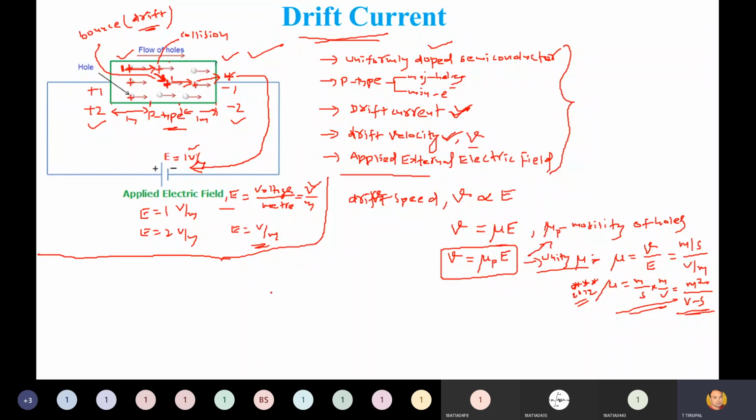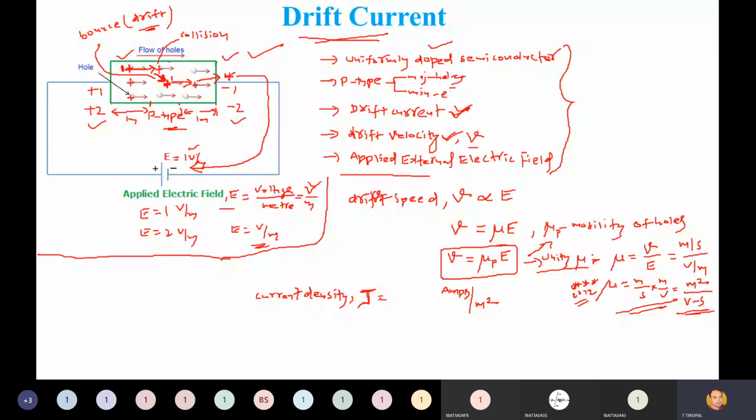So what is that current density? Current density is given by J. What is current density actually? That is the current produced per every meter square, per every area. So therefore, current density J, what are the units? It is equal to amperes per meter square.